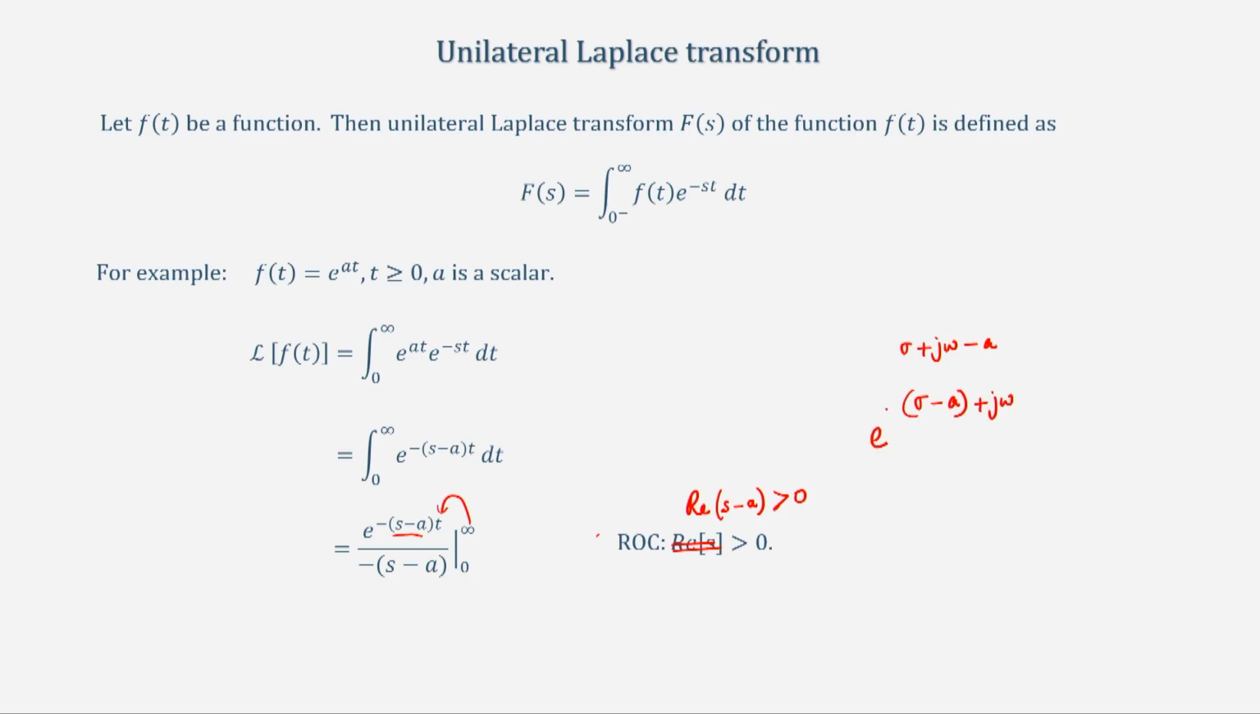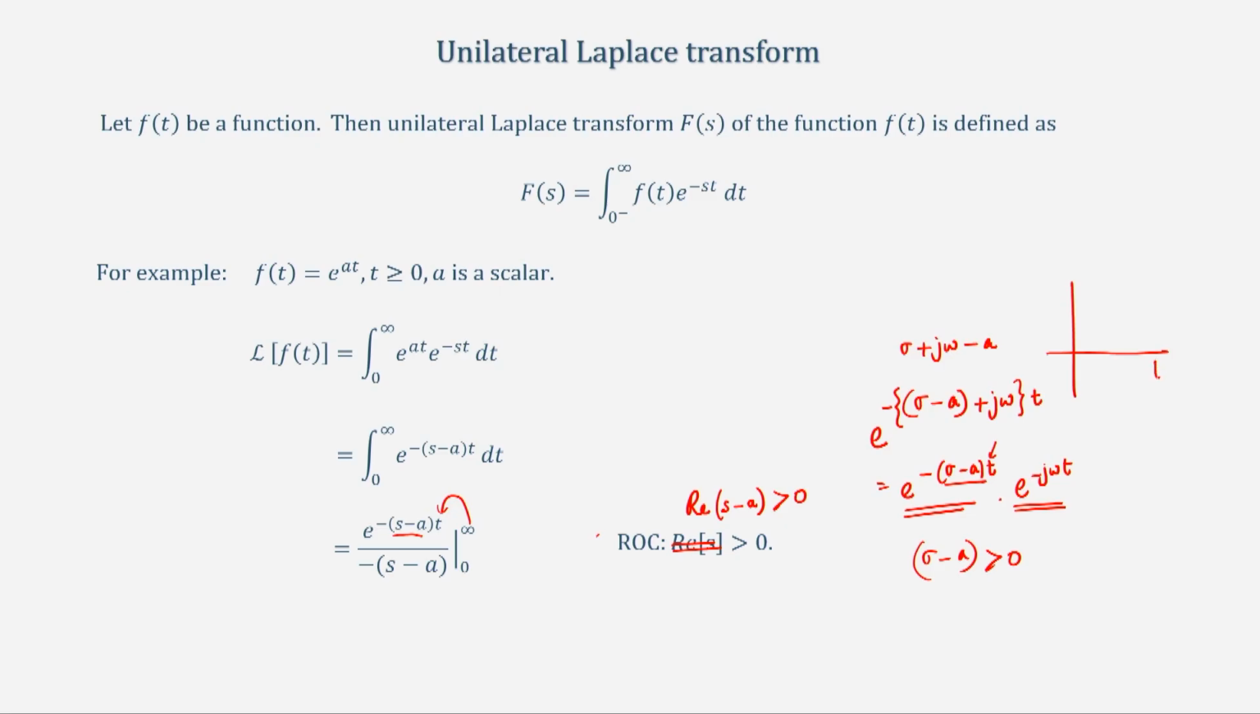So if you have to do e to the power of minus of this whole t, this is nothing but e to the power of minus (sigma minus a) t into e to the power of minus j omega t. Now see, this does not blow up, this is a sinusoidal signal. This is the term which may blow up. If sigma minus a is greater than 0, then this will not blow up, right, because as t tends to infinity, this will become 0.